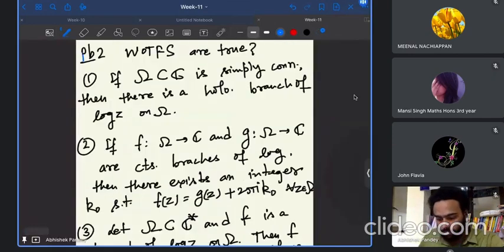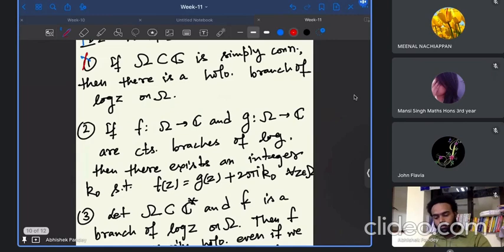So let us try to solve this one. The first statement is if omega is simply connected, then there is a holomorphic branch of log of z. So first of all, if z is non-zero, you take a simply connected domain where f(z) equals z is non-zero, then this is true. So the only problem is the unit disk. Unit disk is a simply connected domain, but the branch of logarithm does not exist in the unit disk. So this is not correct.